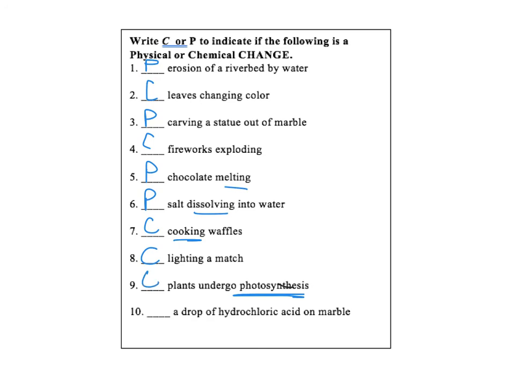And let's see, a drop of hydrochloric acid on marble. This might be a new one. If you take an acid that's really, really corrosive and you put it on something like marble, it's slowly going to eat away at that marble. And it's not because of erosion, like lots and lots of hydrochloric acid flowing over it, like erosion of a riverbed. It's actually a chemical change.